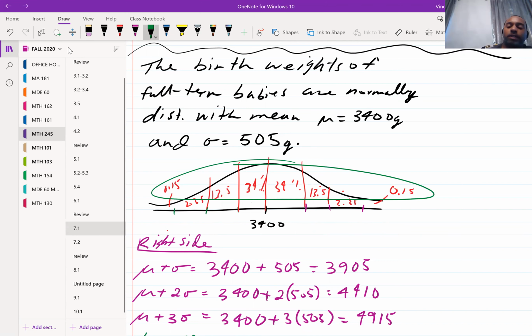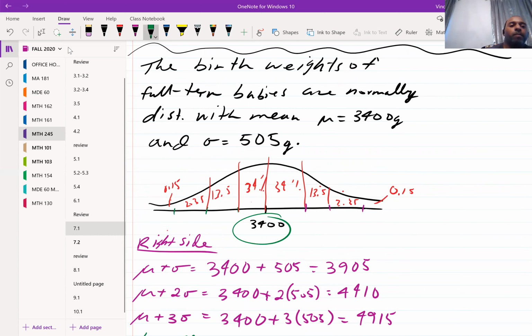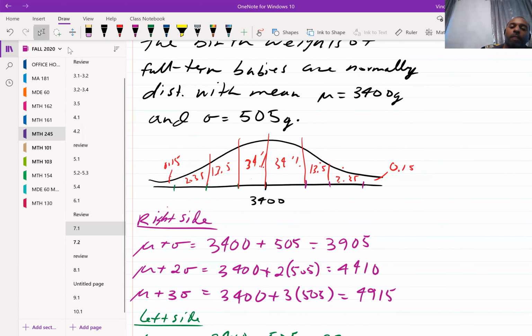First thing to remember, these percentages here, all of them stay the same, and in the middle is always your mean. All right, so to find these values to the right of your mean, you're going to add a standard deviation three times. So notice that's what we did here, the right side of the mean. We added 505 to 3,400 three different times. So first time we get 3905, second time 4410, and then adding it one more time, we get 4915.